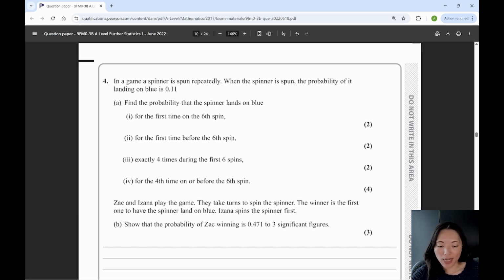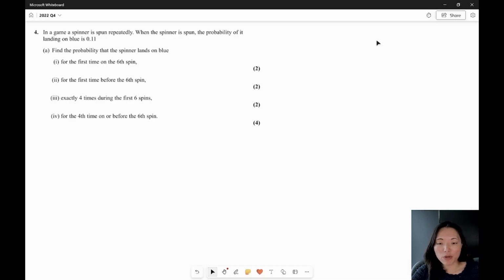There are 4 parts in part A and then a slightly non-standard question in part B. But let's look at part A first. We should all be very familiar with the concepts being asked in part A. So let's take a look before we answer the question. Probability of landing on blue is 0.11.